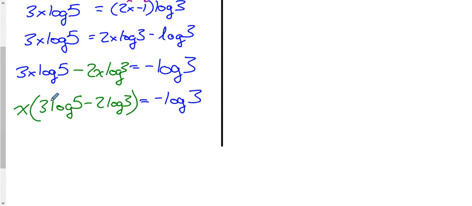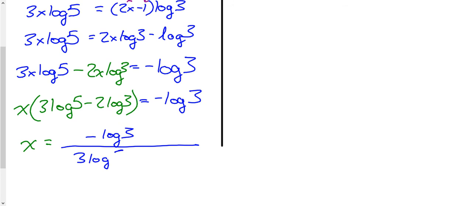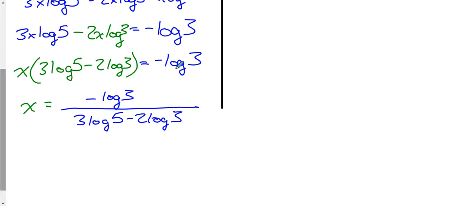From here, to get x, I'm just going to simply divide both sides by this giant logarithmic expression. So here on the left, I have x equals, and on the right, I had that negative log 3, and that whole thing is now going to be divided by this giant double term. So we have our 3 log 5 minus 2 log 3. And I would leave my answer in this notation here, or if you're willing, you can type it in on your calculator and solve for x.